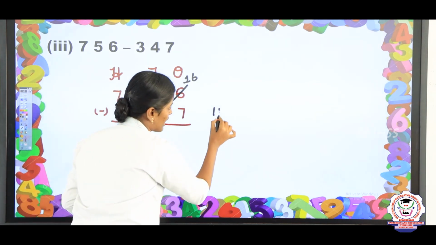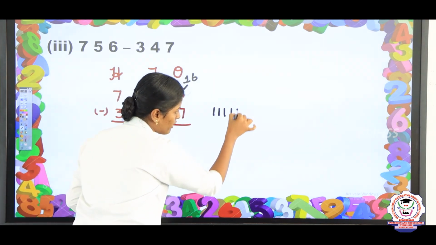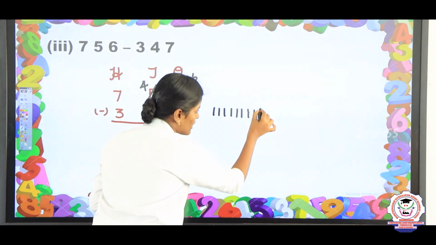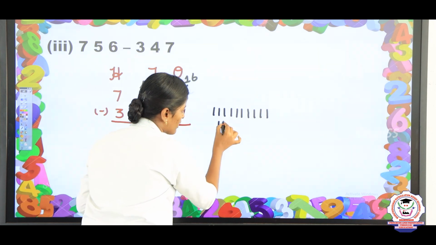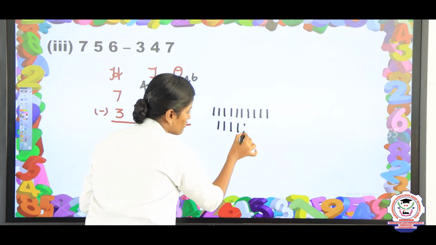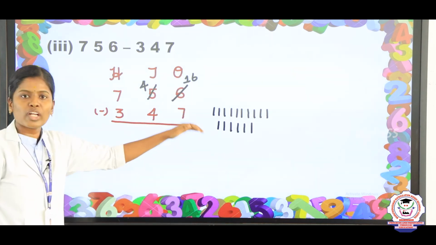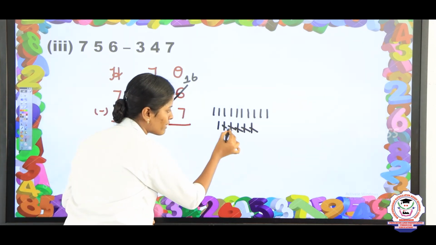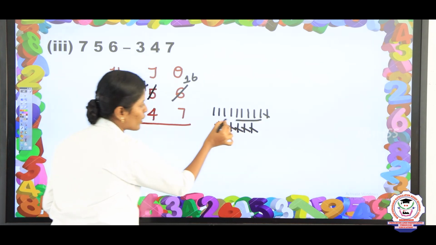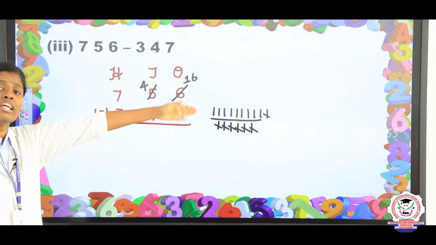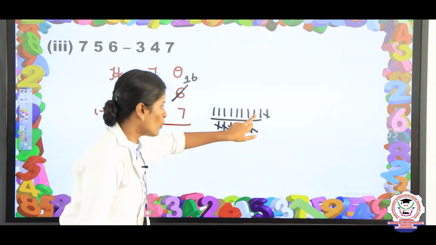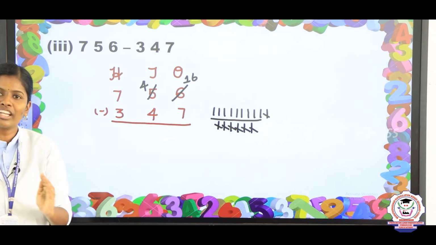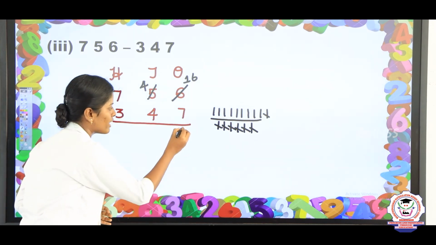Put 16 lines, 1, 2, 3, 4, 5, and the next one is 6, 7, 8, 9, 10, 11, 12, 13, 14, 15, 16, and strike out 7 lines. 1, 2, 3, 4, 5, 6, 7. Now we are going to count the remaining lines. How many lines are there? Just you count. 1, 2, 3, 4, 5, 6, 7, 8, 9 lines are there. So the answer is 9.